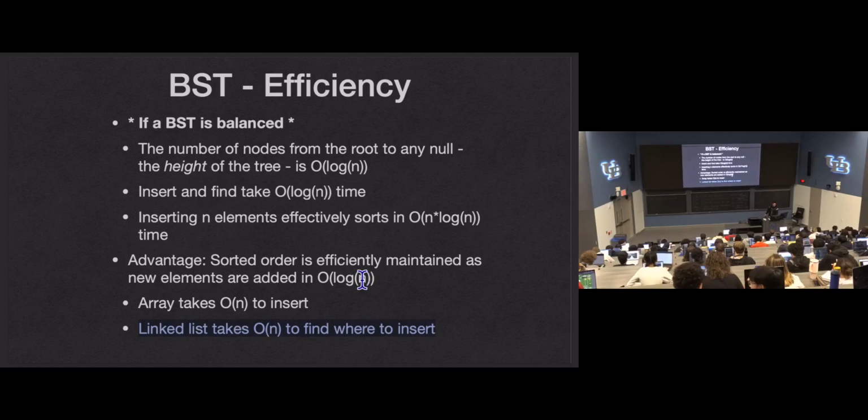Binary search tree does not have these limitations. You maintain sorted order in log n. So if you have dynamic data that needs to always be sorted, binary search tree gives us much more efficiency there.